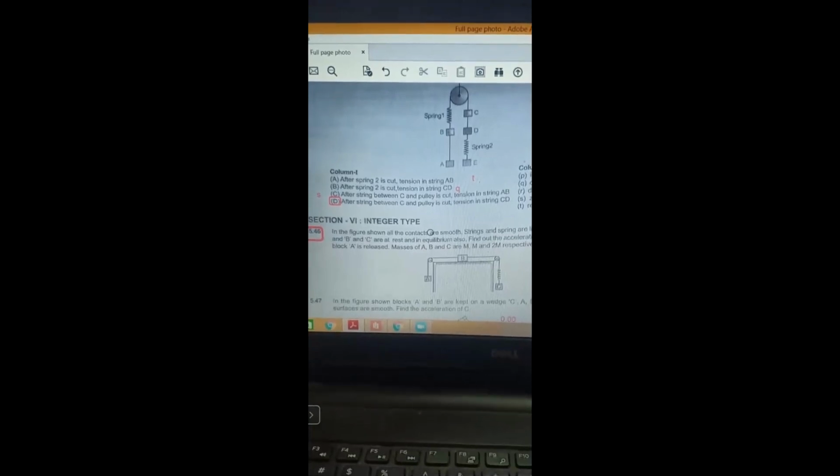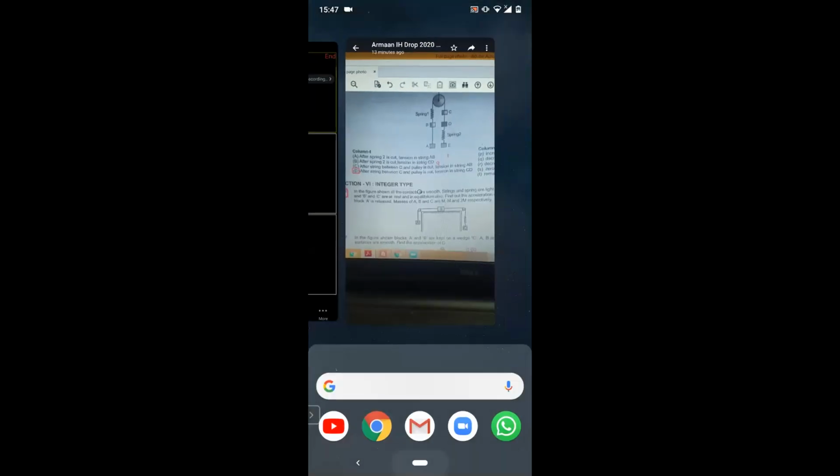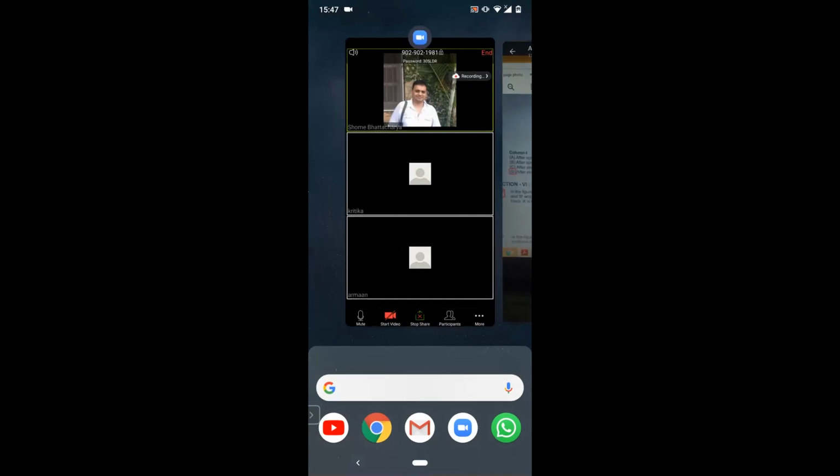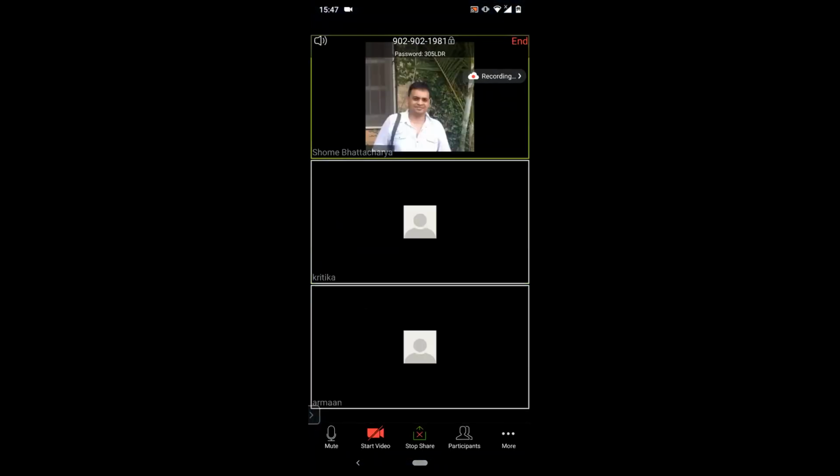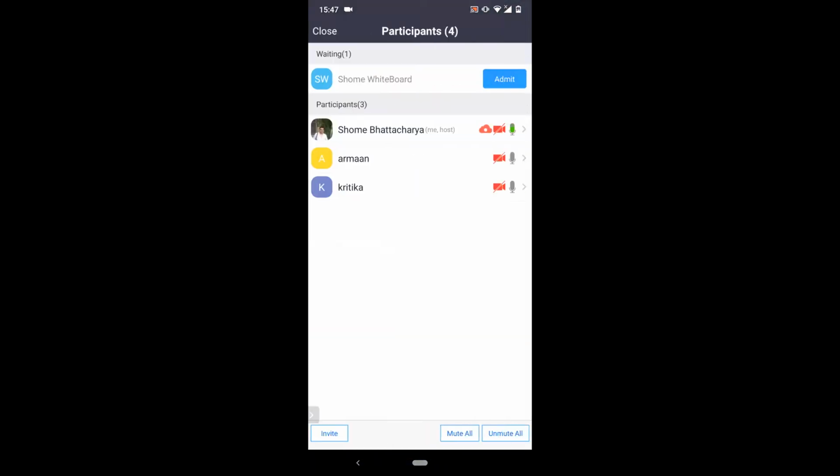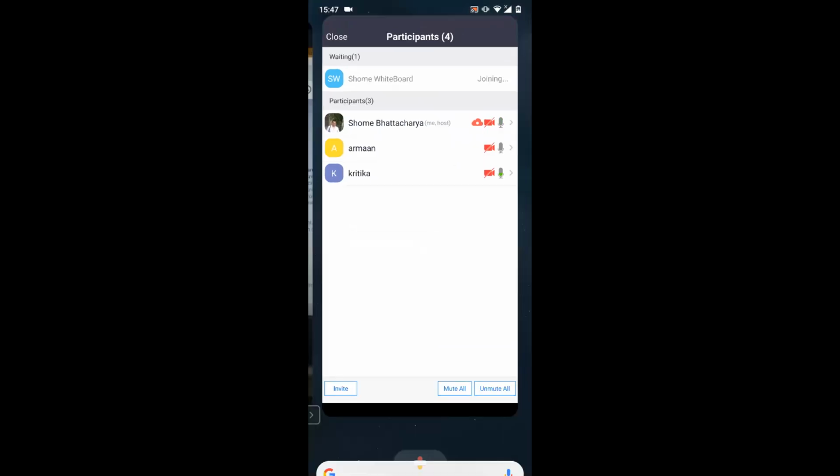Between C in the block in the diagram, see where the block C is. So you're cutting the thread between the pulley and the block C. Understood now? You're cutting the thread right at the top. Okay, sir. Sorry, sir, I accidentally done it.